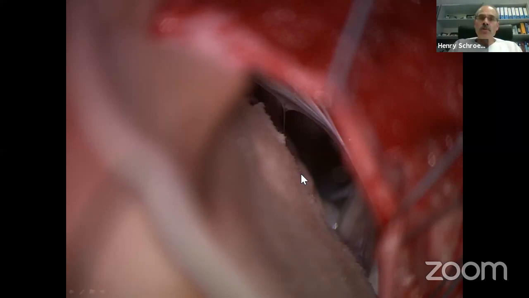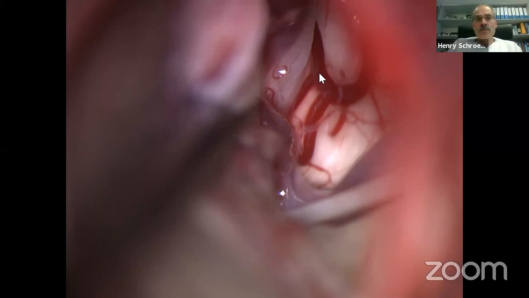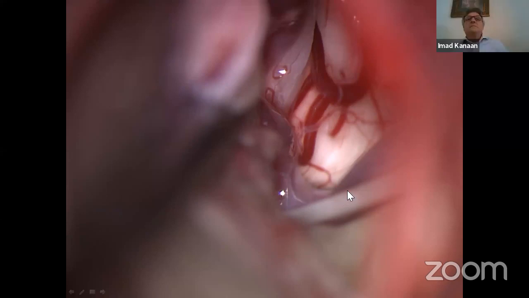So when you start and you open the system, you see there's not much space. The endoscope sometimes interferes with your dissection. So that's why initially we start with a microscope, but then in the depths you see this is a facial nerve, and here's a compression of a loop, but you don't see exactly where it comes from.